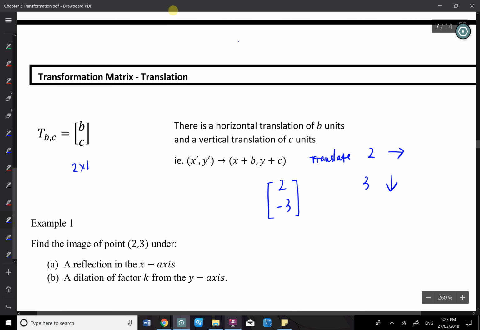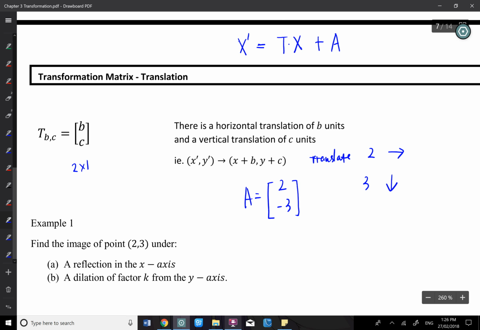So we have x dash equals T times x, and then you will add this one. Let's say that's a matrix A. You add the matrix at the back, or you can add it at the front, it doesn't matter. But it also depends on whether the translation happened first or whether the dilation happened first.